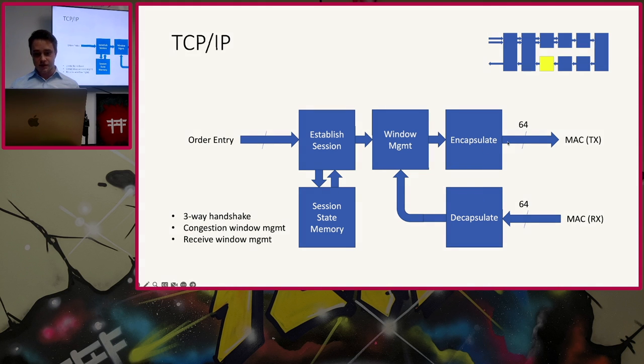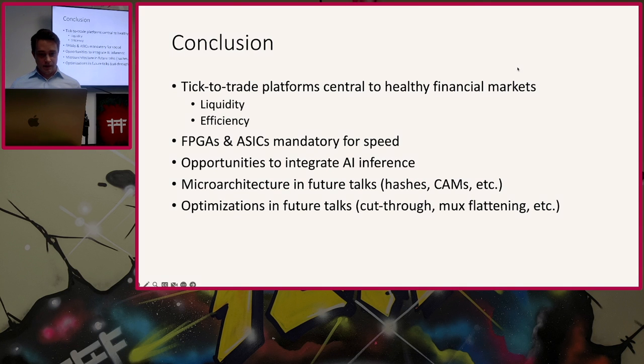TCP/IP encapsulation and decapsulation would happen here. And then finally, we pass it back to the MAC, to the transmit side, back through the PHY, and then out on the wire, the fiber, which then goes to the exchange server in the exchange. And that's it.